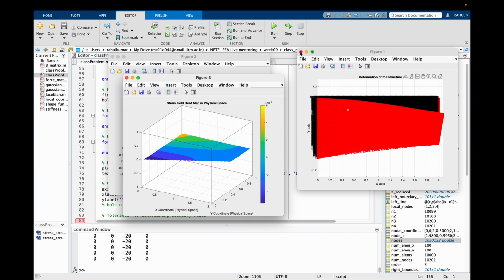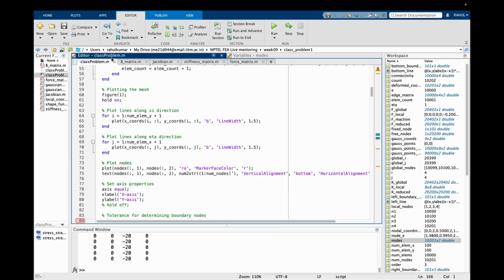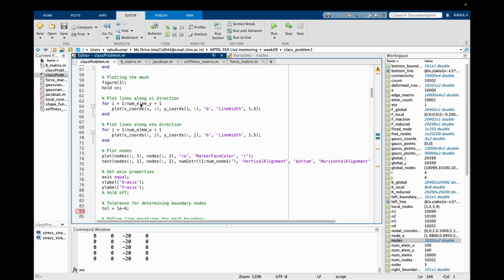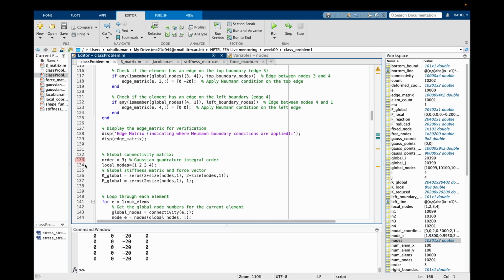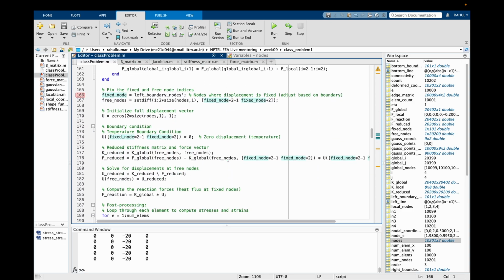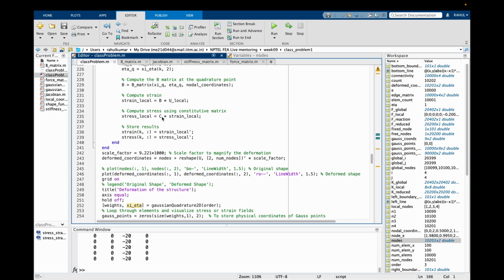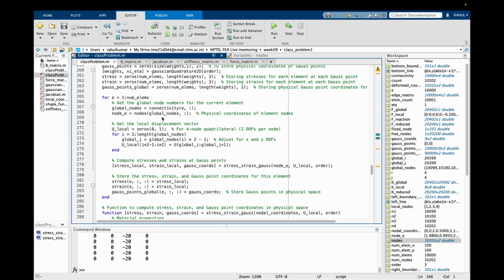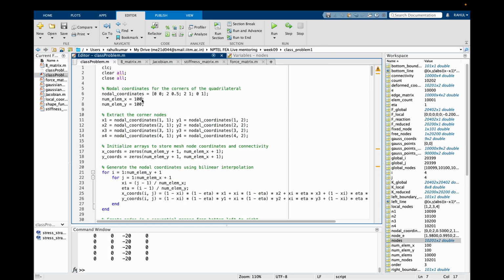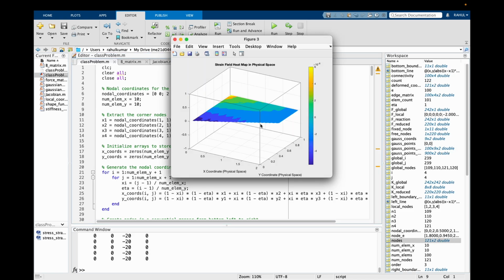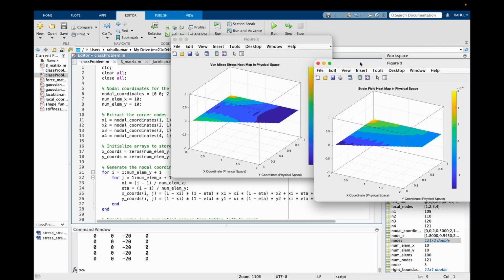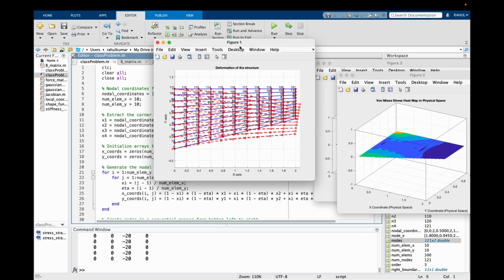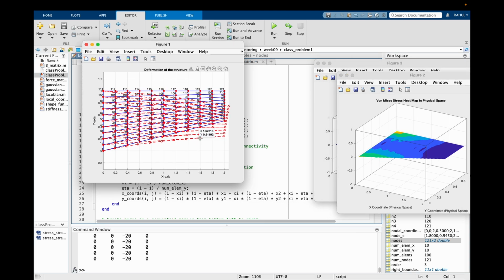We will close all and run it again, and we will decrease the points. If along x it is 10, then there will be a total of 100 elements. Here you can see how the part is actually deforming.